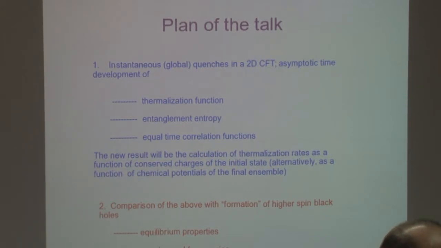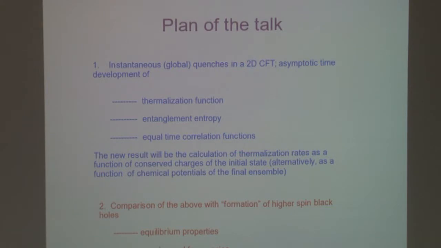So, the calculation of thermalization rates as a function of conserved charges. And what is this ensemble? Because there are so many conserved charges, the ensemble is not a thermal ensemble. It's not a standard Boltzmann thermal ensemble, but an ensemble with chemical potentials. In particular, if there are infinitely many conserved charges, it's an ensemble with infinitely many chemical potentials, which has been called the generalized Gibbs ensemble. It's called the GGE.